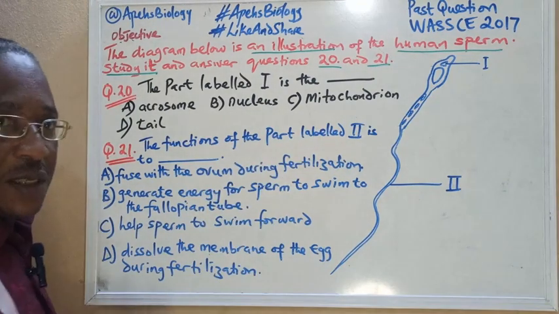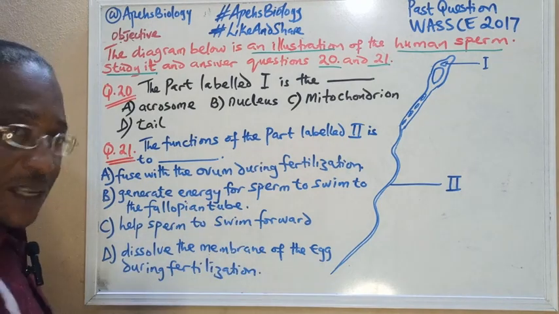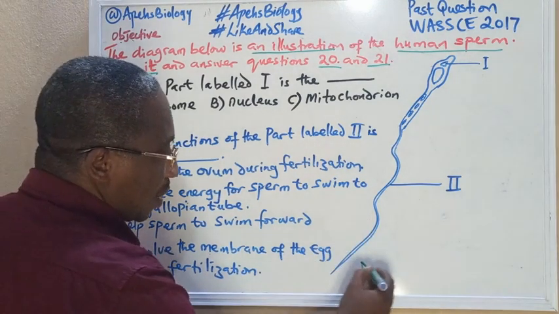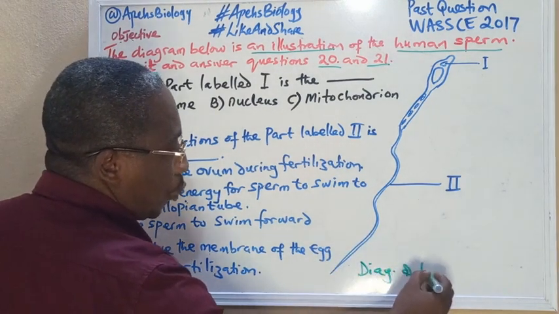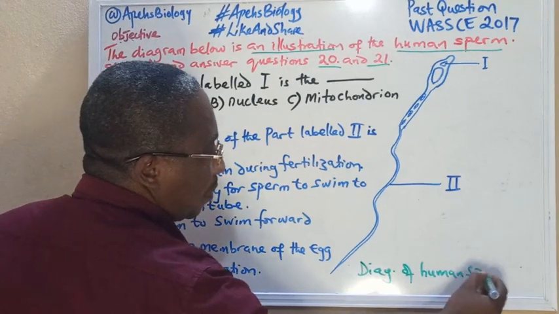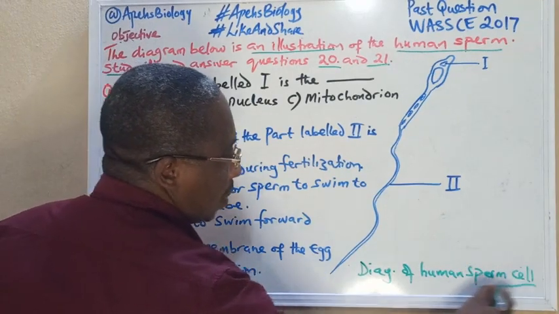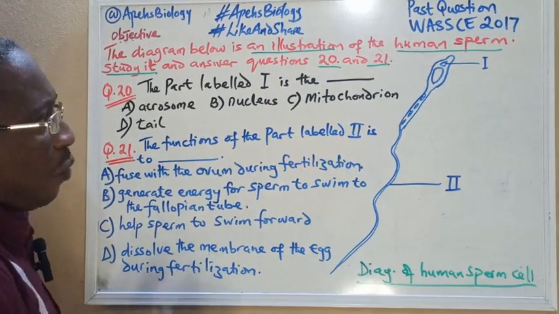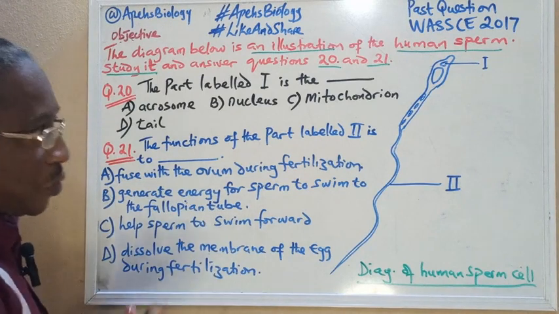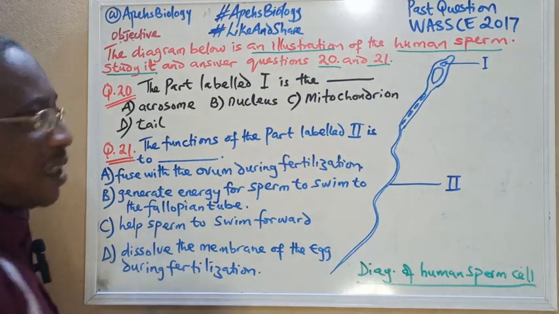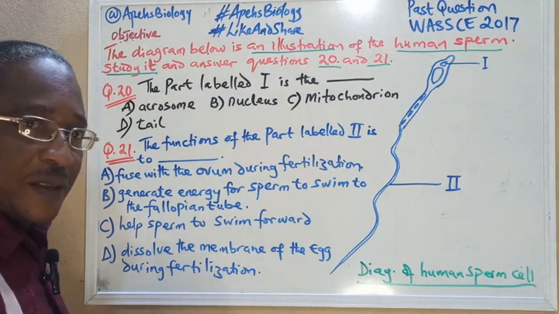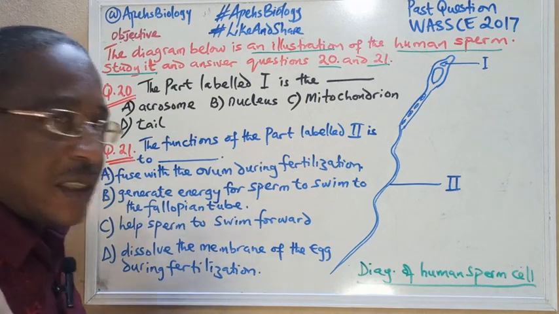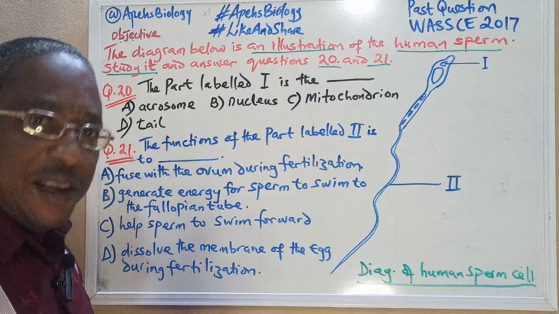This is the human sperm cell. So in terms of title, if this comes out in a theory examination, the title of the diagram is Diagram of Human Sperm Cell. Now, what are the parts of a human sperm cell? As you can see, the human sperm cell cannot be seen with the naked eye. Usually, the sperm cells are produced in the testes, and they are produced in their millions.